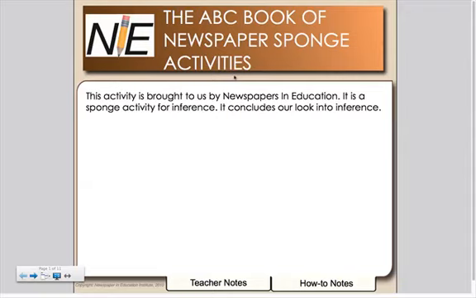Today we wrap up our look into inference. And today's activity is brought to us by Newspapers in Education, courtesy of the Smart Exchange. It's basically a quick activity on inference. It concludes our look into inference.